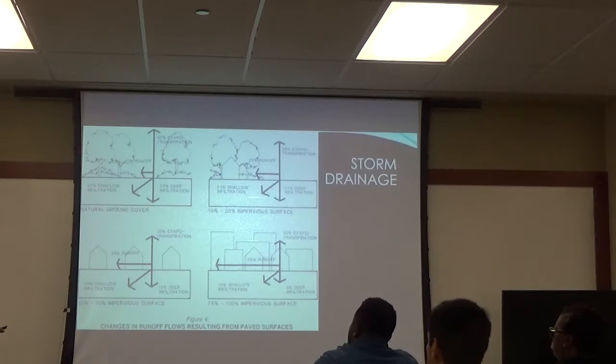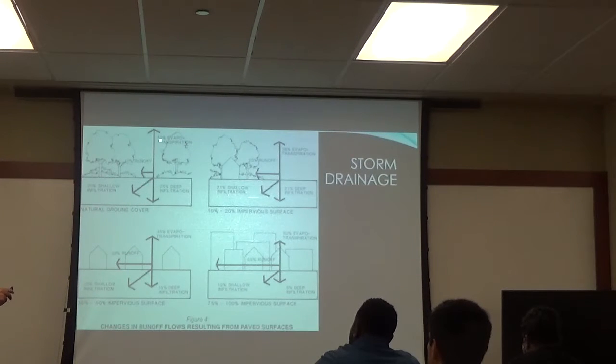So if you take a look, this is if you just have natural ground cover. Let's say you don't develop anything. Think of this as like a park or any type of green space. So 40% of that evaporates or transpires into the air, and you only have 10% of runoff. And the rest of it is absorbed into the ground, either deep into the ground or shallow, the top couple feet of the ground.